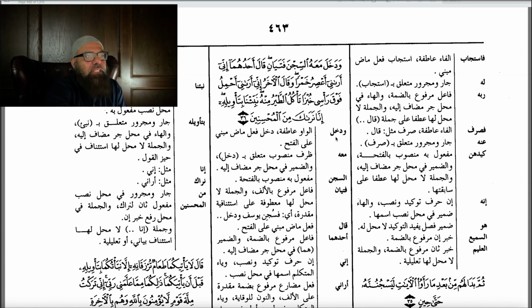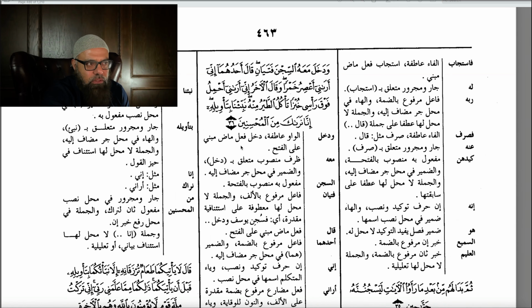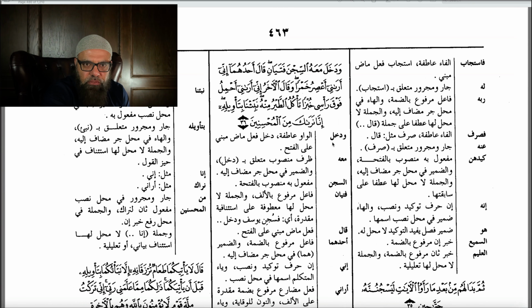Can you see that? So he said, دخل فعل ماض مبني على الفتح. دخل is a madi verb. So this is a word level discussion. So right now he's focusing on the word, and he's saying دخل is a madi verb that's mabni on a fatha. In other words, it itself doesn't have any grammatical positioning, because madi verbs don't have any particles that can come before them and cause change to the end of them, similar to how a mudari would have that. Like يفعل, لن يفعل, لم يفعل.